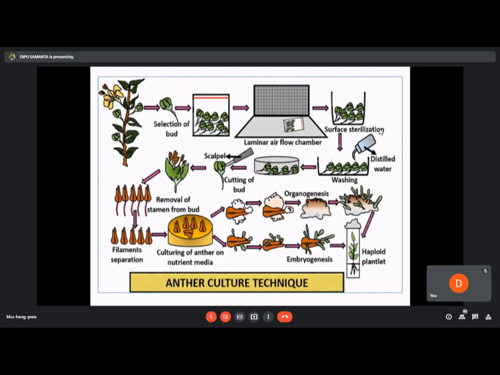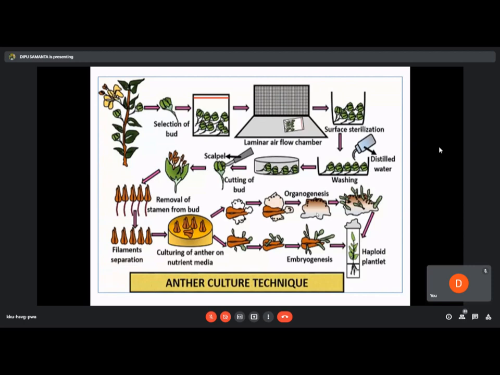Now it is just a pictorial representation of the anther culture technique, that is from any parent plant, flower buds are selected, then within the laminar airflow, after surface sterilization, anthers are removed, and after removal of the anther, the filaments are also removed, and anthers are cultured in the petri dish. For anther culture, we can follow either organogenesis or embryogenesis. So, thus the formation of haploid plants occurs.